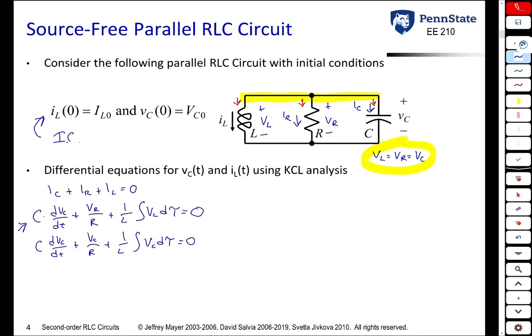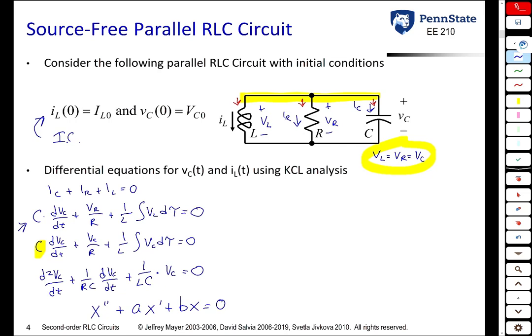Let's now take the derivative of every term in this equation and divide everything by this leading coefficient C. If we do both of those, we end up with the second derivative of VC plus 1 over RC times the first derivative of VC plus 1 over LC times VC has to be 0. Note, once again, this is a differential equation of the form x double prime plus ax prime plus bx is equal to 0.